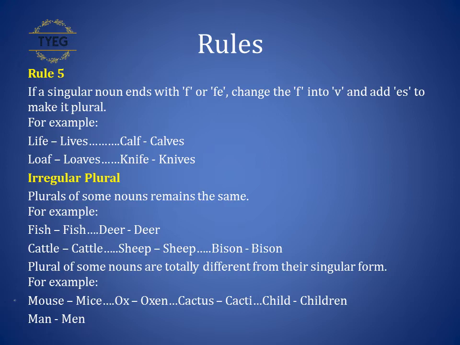Irregular plurals. Plurals of some nouns remain the same. For example, fish, fish; deer, deer; cattle, cattle; sheep, sheep; bison, bison. Plurals of some nouns are totally different from their singular form. For example, mouse, mice; ox, oxen; cactus, cacti; child, children; man, men.